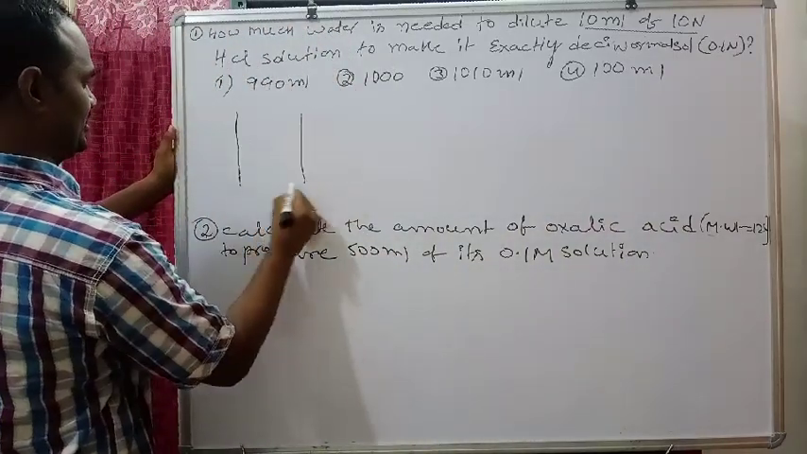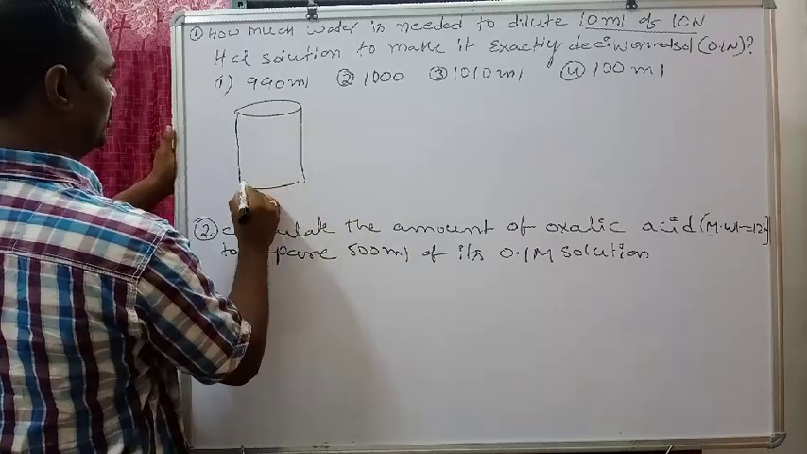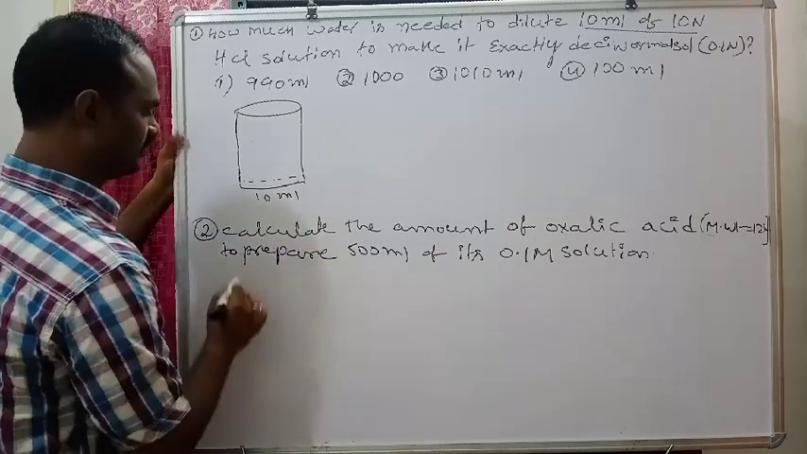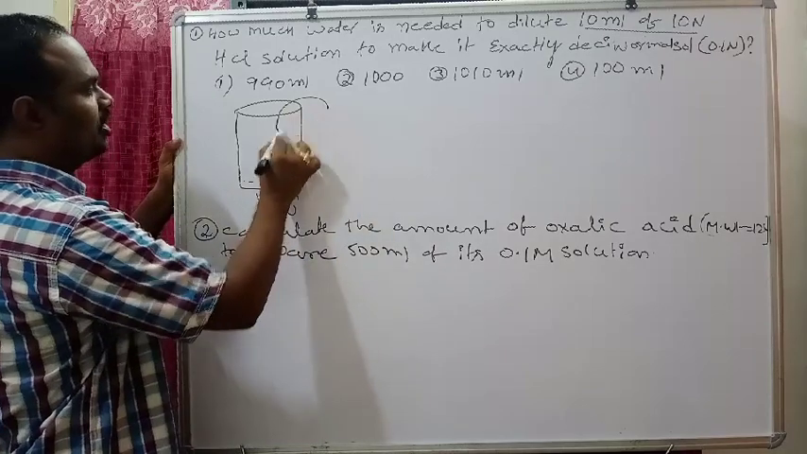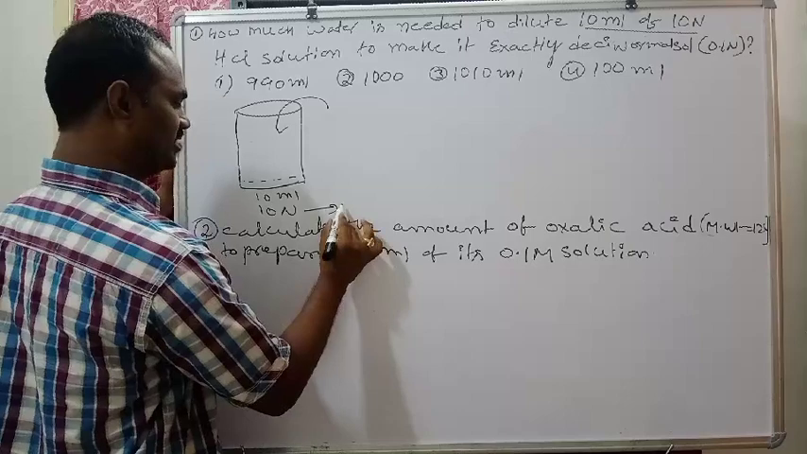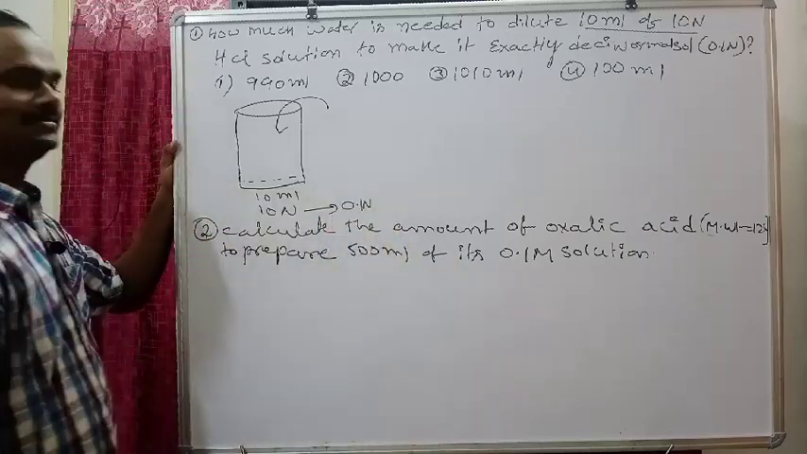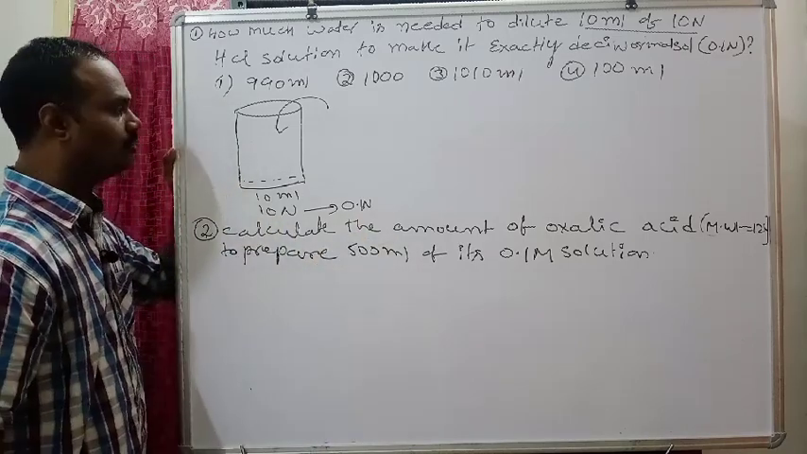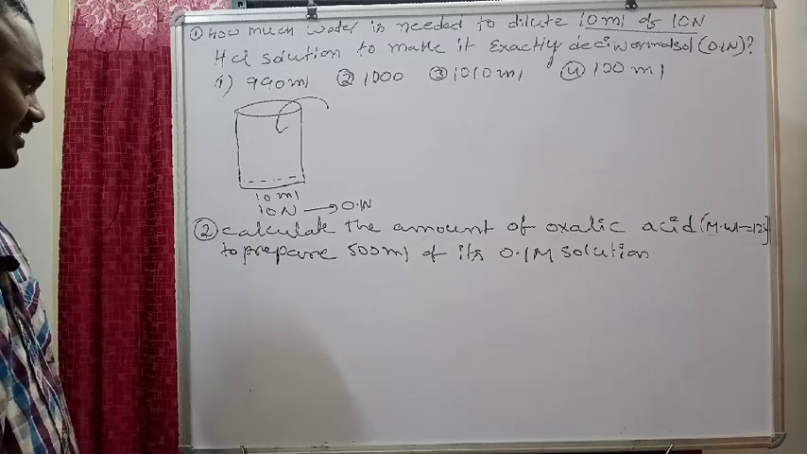Here one container is there. In this, just 10 ml of HCl solution is there. Its concentration is 10N. On addition of water, we want to convert this concentration into 0.1 N HCl solution. 10N we convert into 0.1 N. How much water is needed? That is what we are going to calculate.